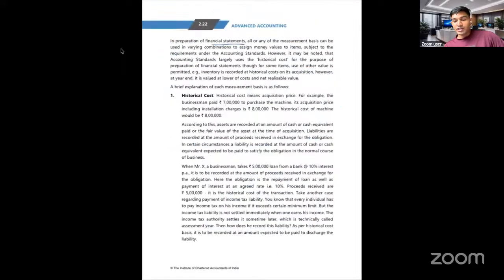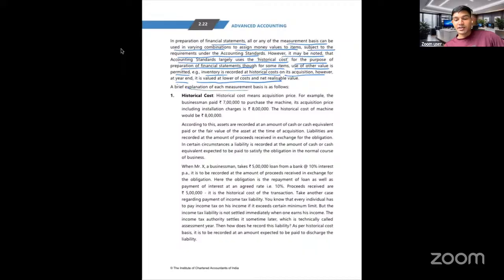In preparation of financial statements, all or any of the measurement bases can be used in varying combination to assign money values, subject to the requirements under the accounting standards. However, it may be noted that the accounting standards largely use the historical cost for the purpose of preparation of financial statements, though for some items the use of other values is permitted. For example, inventory is recorded at the historical cost on its acquisition. However, at the end, it is valued at the lower of the cost and net realizable value.